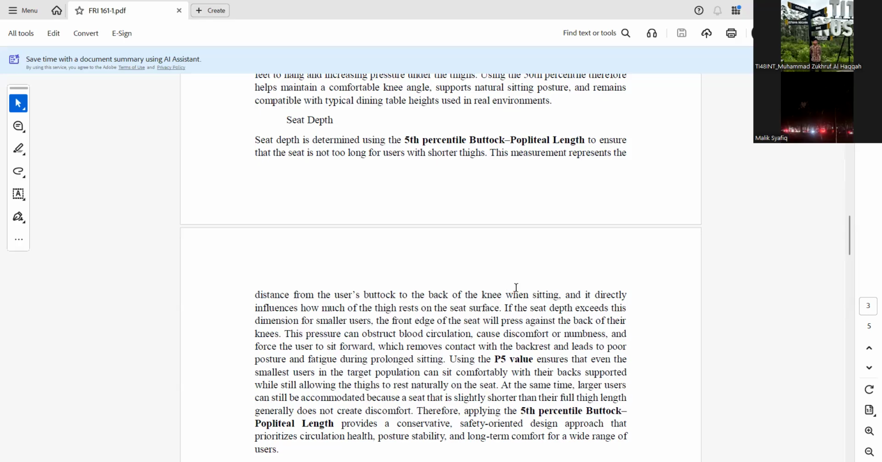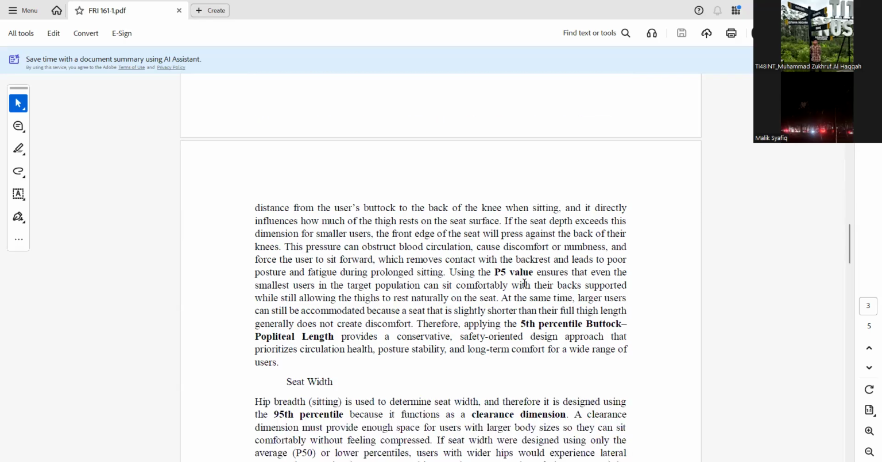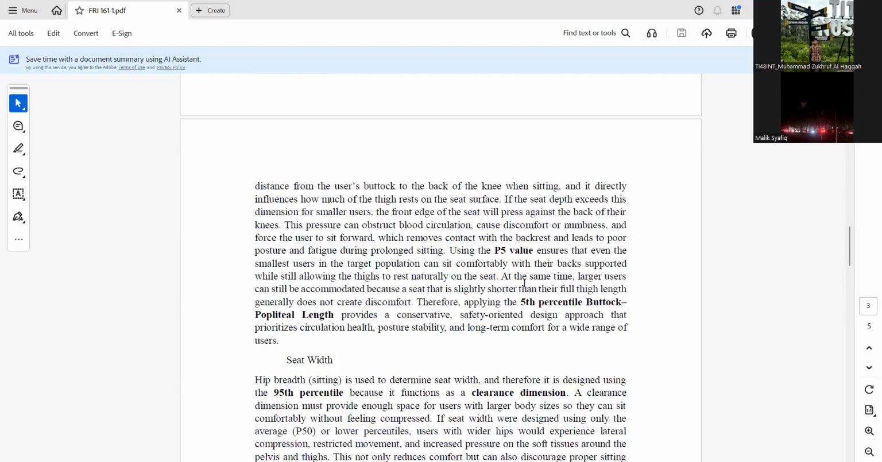So if we use the fifth percentile, it provides the chair with a safe, conservative approach, so that circulation health and posture stability are protected, and we can also provide long-lasting comfort for the user who will use this chair.